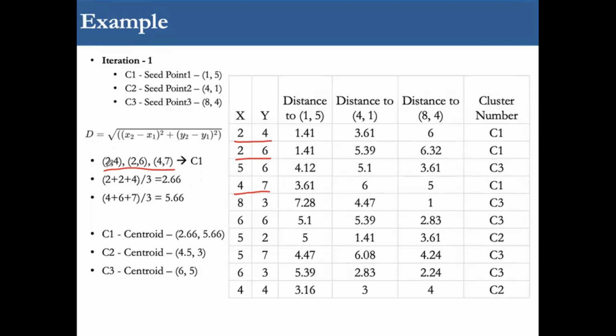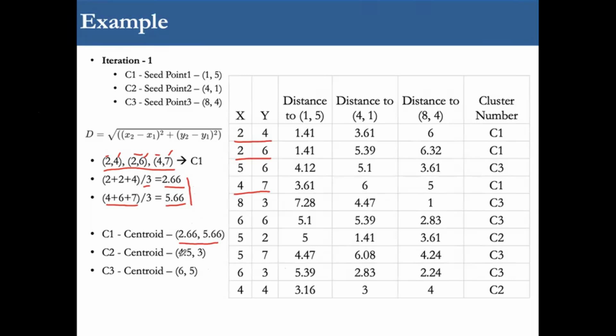So, we will select 2 plus 2 plus 4. In the X position, we have 2, 2 and 4. So, we select 2 plus 2 plus 4 divided by 3, as we have 3 data points. Divided by 3 is equal to 2.66. And the next one is Y, which is 4, 6 and 7. So, we take the average of it. 4 plus 6 plus 7 divided by 3, which we will get as 5.66. Now, this becomes the centroid for the first cluster. So, this is the centroid for the first cluster.